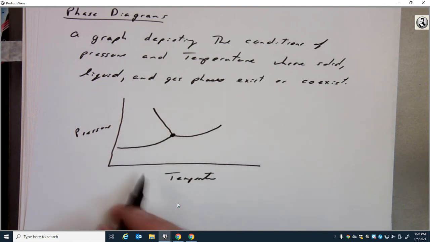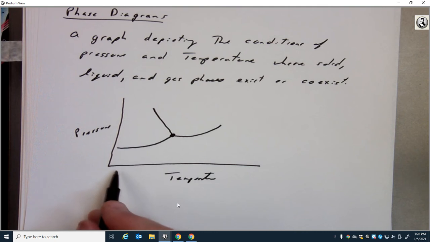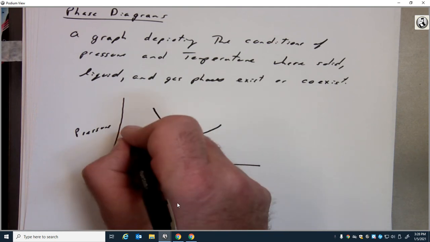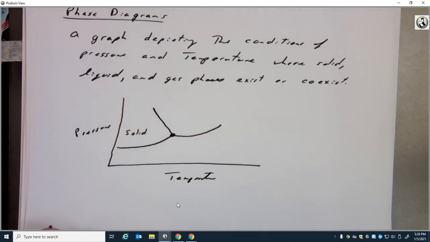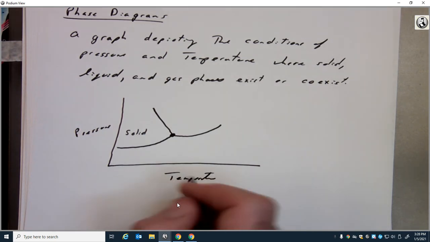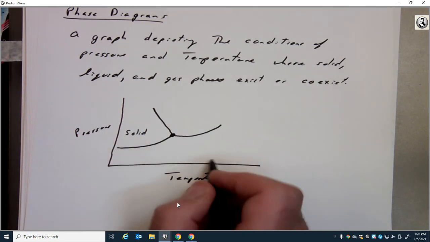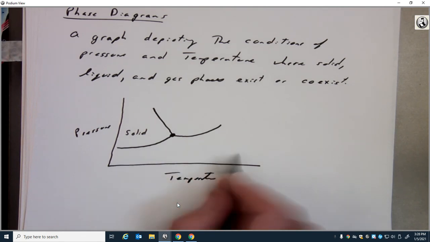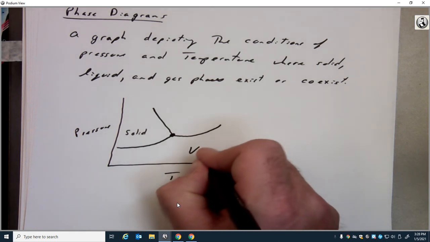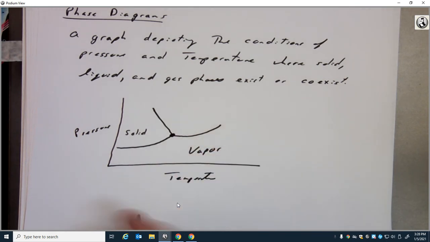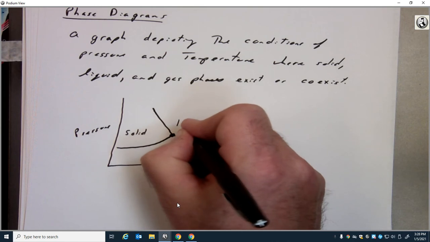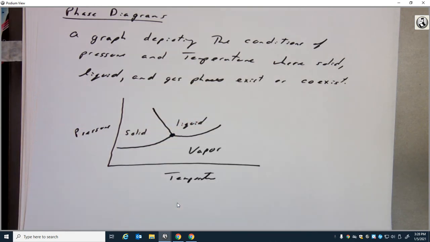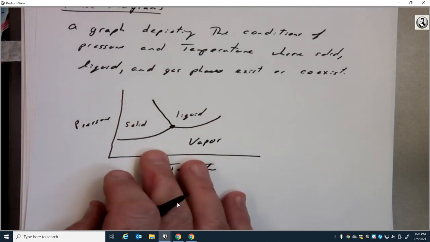In this area where we have low temperatures and higher pressures, this would be where we have a solid. At higher temperatures and lower pressures, down here, this is where it's a vapor or a gas. Okay? And in this area, we have a liquid. Okay, so this is what they kind of look like.